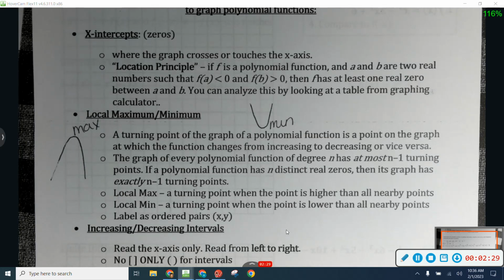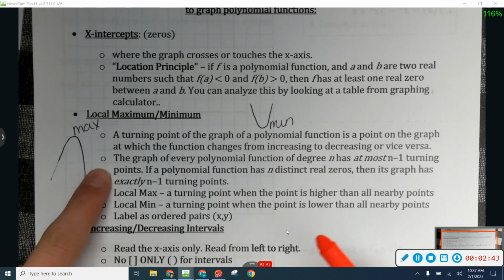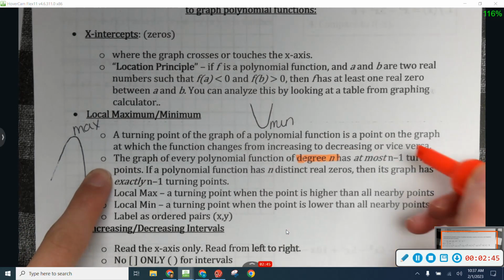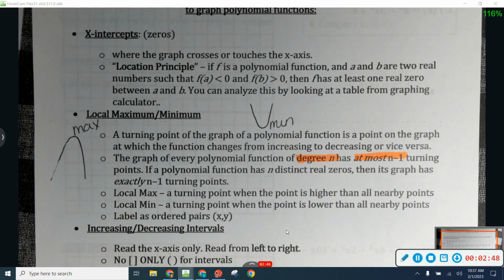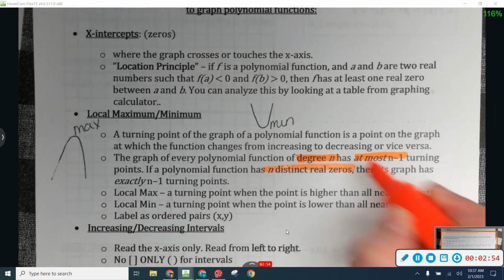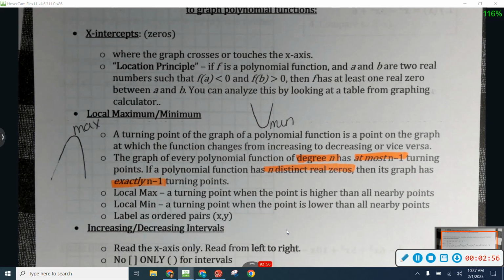Now, there is a rule that you can kind of estimate what type of degree you have according to your turning points. It says the graph of every polynomial function of degree n has at most n minus 1 turning points. If a polynomial function has n distinct real zeros, then its graph has exactly n minus 1 turning points. Basically, think about if I have a linear function, that's a straight line. Okay, that degree is 1.